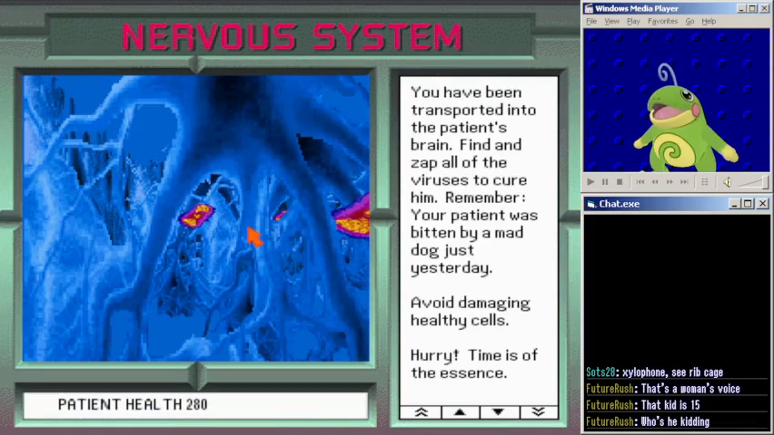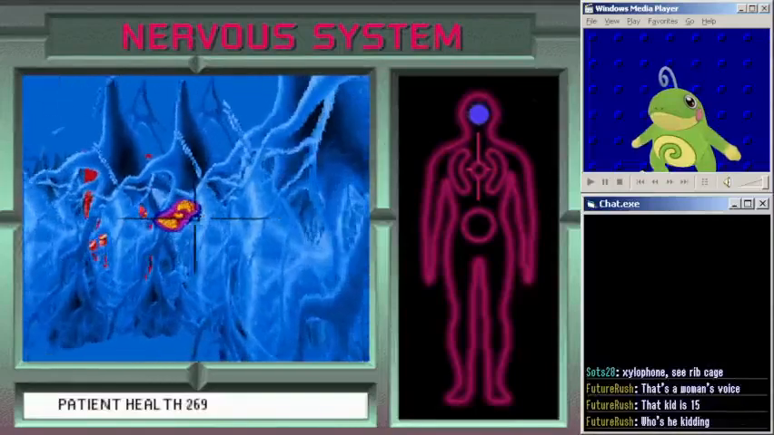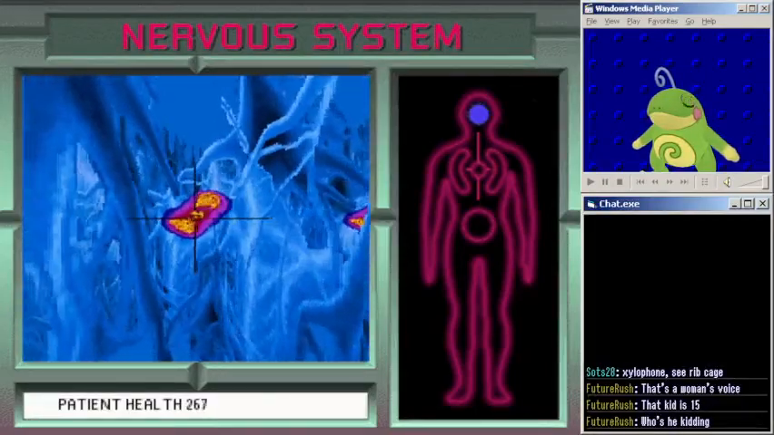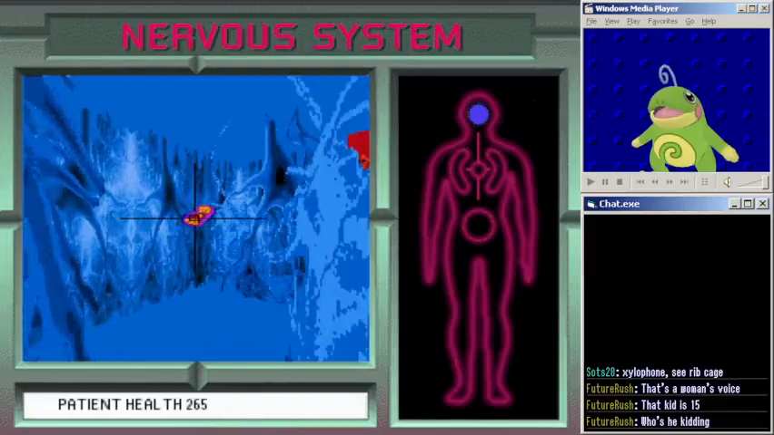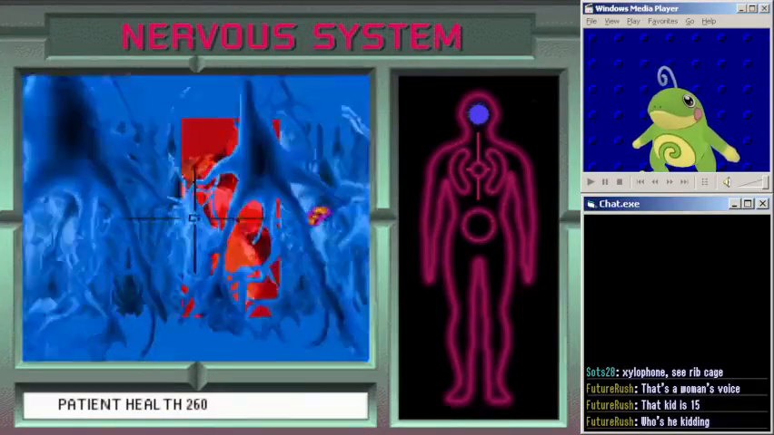Oh, in this version, it's still counting down the patient health while it's reading the initial instructions to you. Oops. Yeah, so there's way fewer patients in this version.